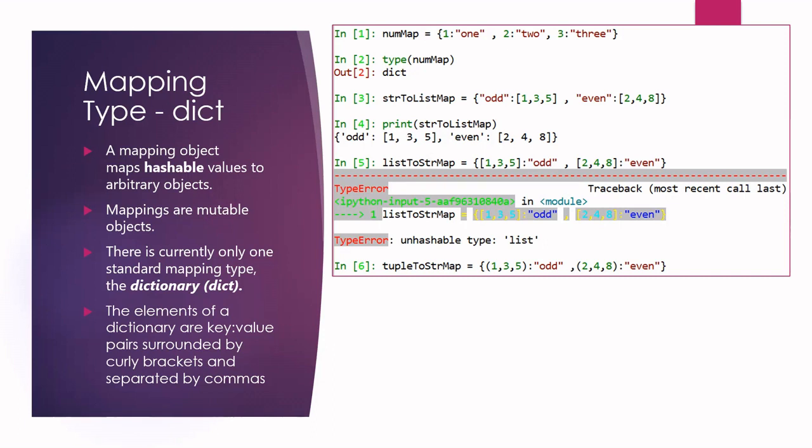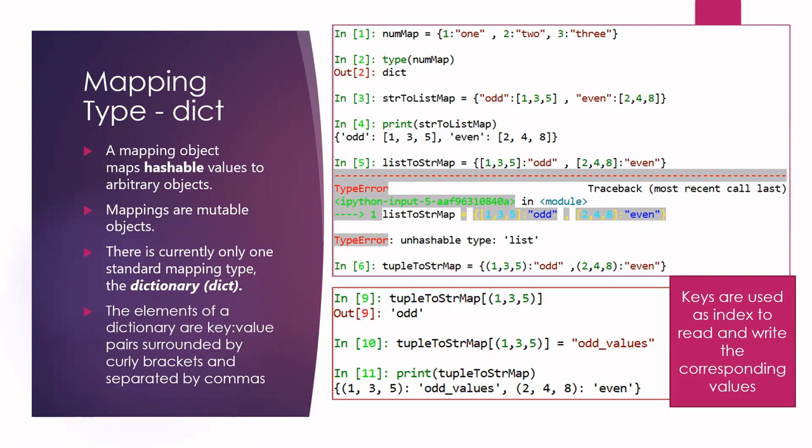Can we use a set as a key? No, we can't. If we need to, then we turn it into a frozen set. And then same with the list, we have to turn it into a tuple. So the key must be hashable, the value doesn't have to be hashable.